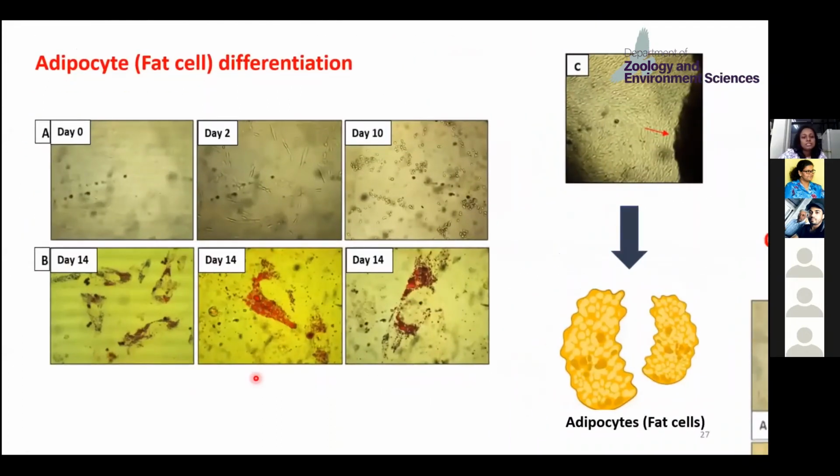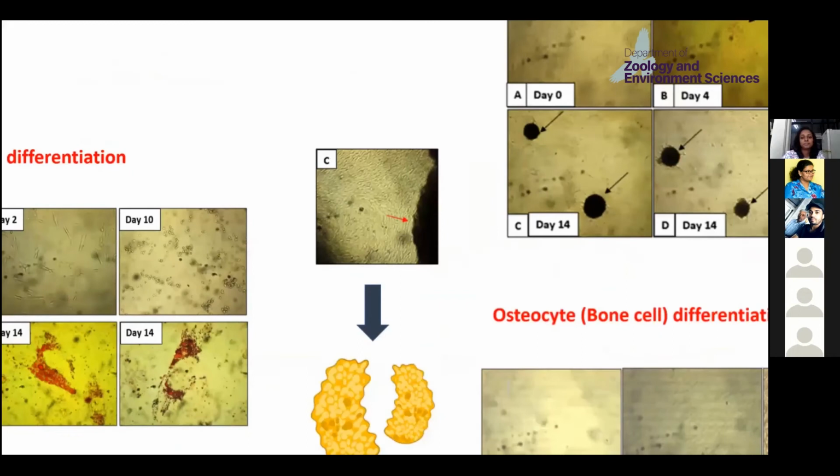So for fat cell differentiation, we used a chemical cocktail which was prepared in the laboratory. And if you can see, when we stain these differentiated cells on day 14, all these lipid droplets in these adipocytes were stained with oil red O, confirming the fat cell differentiation.